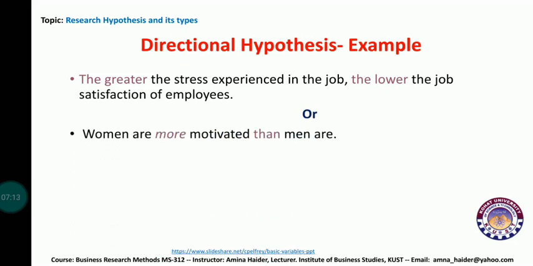Another example: women are more motivated than men are. That statement actually specifies the direction, that women perform better than men. Women are more motivated than men. There is a specified direction, so it's a directional hypothesis.